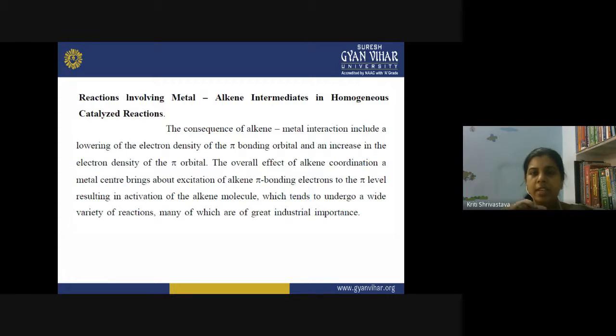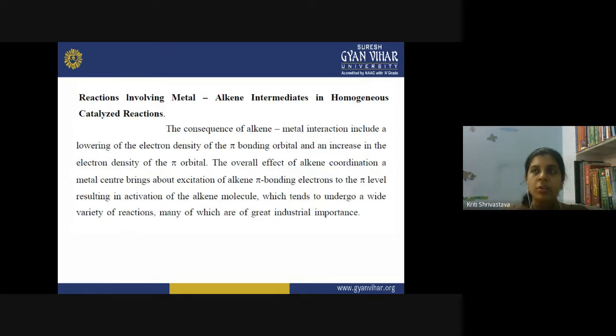The consequence of alkene metal interaction includes the lowering of the electron density of the pi bonding orbital. Like we have just discussed, the electron density of the pi bonding orbital is decreased, and the electron density of the pi anti-bonding molecular orbital increases. After the LCAO, the bonding orbital will now have energy lower than the p orbital, and the anti-bonding will have energy higher than the p orbital. Now, if the higher energy orbitals have the electron density, these electrons will be activated.